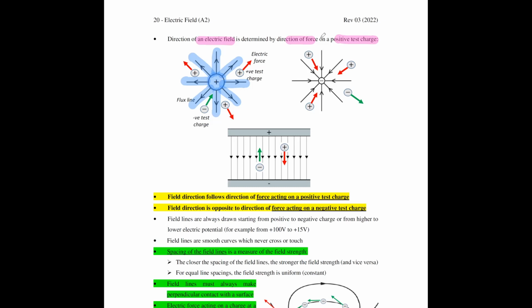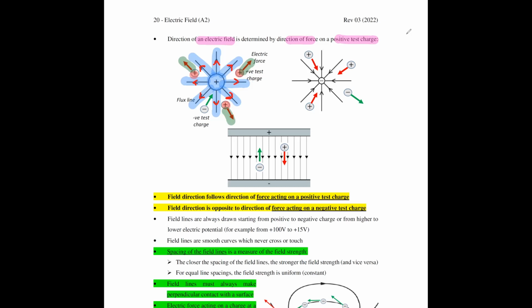It is actually determined based on the direction of force acting on a positive test charge. So for example, if I put a positive test charge here, here, and here, these are going to be repelled by the main charge in the center, right? So the electric force acting on the positive test charges will tend to be directed outwards like this. That's the reason why your field line will have a direction outwards, because the direction of your field must follow the direction of force acting on a positive test charge.